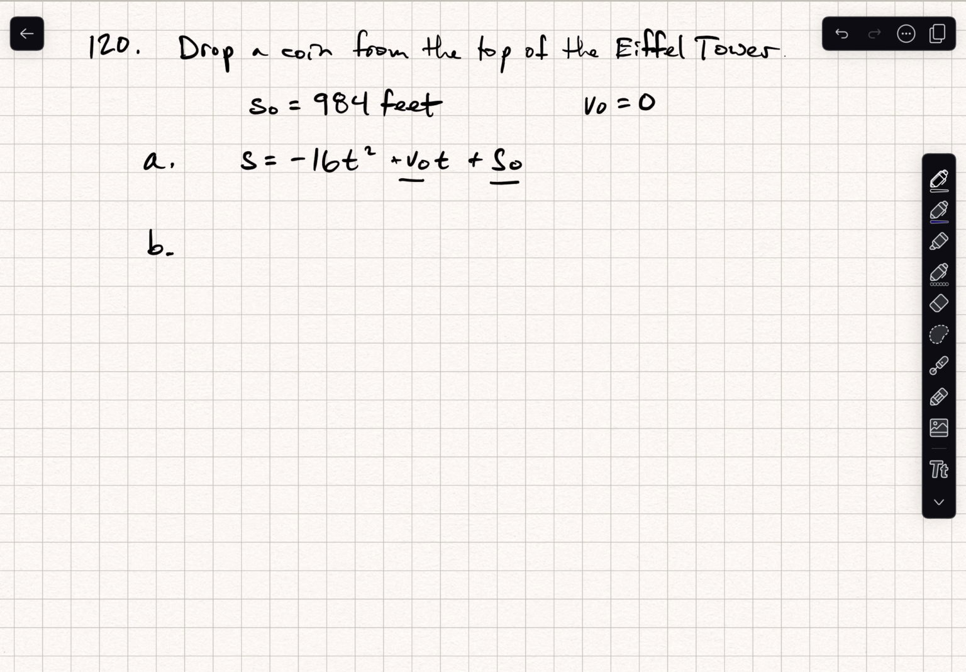For part B, we're going to find the height of the coin after t equals 4 seconds. And then for part C, how long will it take before the coin strikes the ground? So we're using 984 feet as our initial height, and so we'll use 0 as our final height. Height above ground is 0, so when does this equation equal 0? So you're solving this for the zeros of the equation.